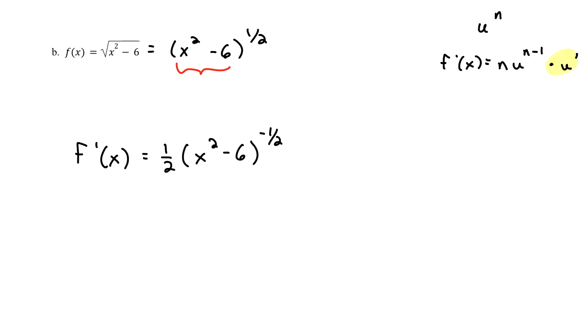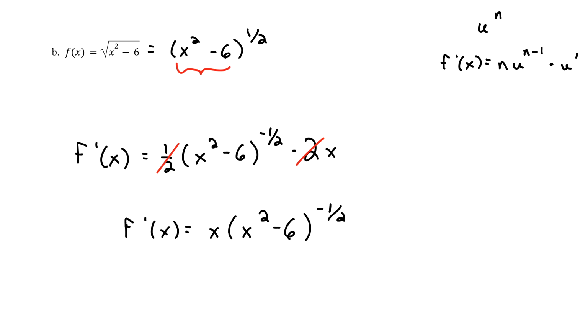And then we need to multiply by the derivative of our inside part. So the derivative of that inside part would just be 2x. So at this point, we've got our derivative. I'm just going to take a step or two to simplify this now. So 1/2 times 2, those are going to cancel out. And then we'll have f prime of x is equal to x times x squared minus 6 raised to the negative 1/2 power, which you could leave your answer like that, that's fine.